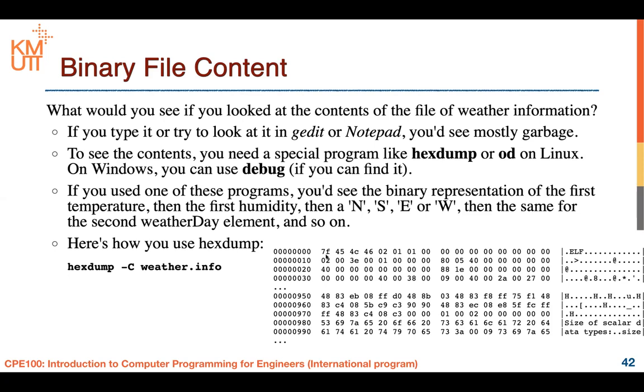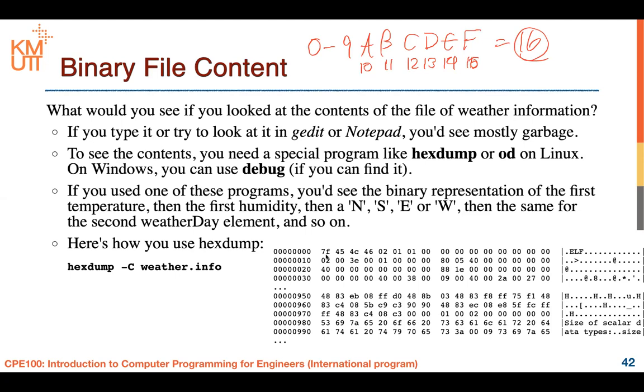It starts from 0 to 9, and then A, B, C, D, E, F. So there are 16 possibilities, right? And A is 10, B is 11, then 12, 13, 14, and 15. So there are 16 possible numbers or alternatives.